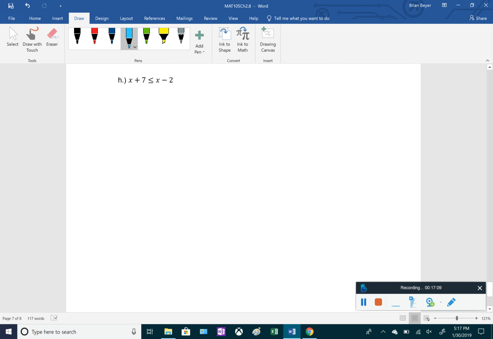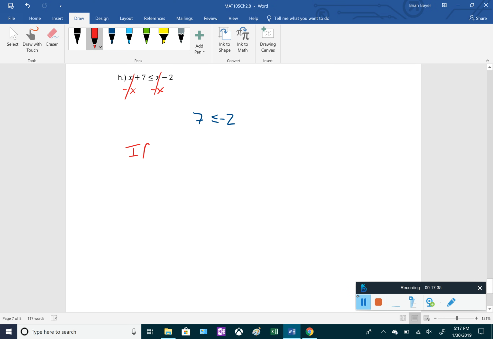Okay, so let's see what happens for this last one, x plus 7 less than or equal to x minus 2. So I'm going to try to subtract x on both sides, and they cancel. So this time we're left with 7 is less than or equal to negative 2, which we know is not true.